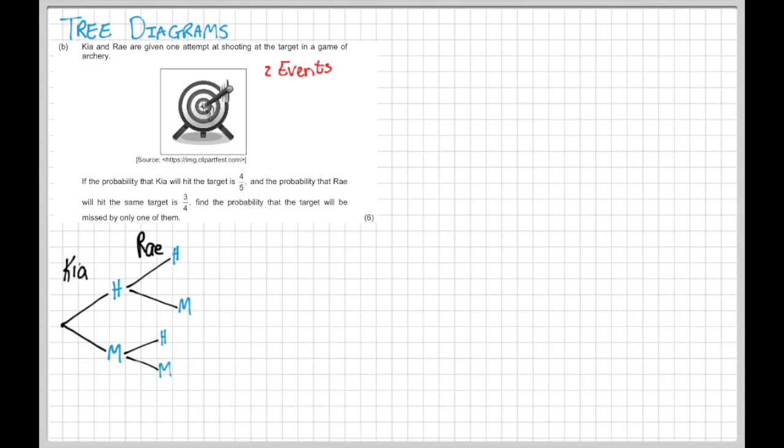But now I must never forget to actually put in the probabilities. So first of all, that 4/5 for Kia means that her probability of hitting the target is 4/5, but the probability of missing is 1/5. Complement rule, complement rule, complement rule. Do not forget about the complement rule with these kinds of events. Same I'm going to do with Ray. The probability of her hitting is 3/4 and missing will be 1/4. Let's just put that in for the bottom ones as well.